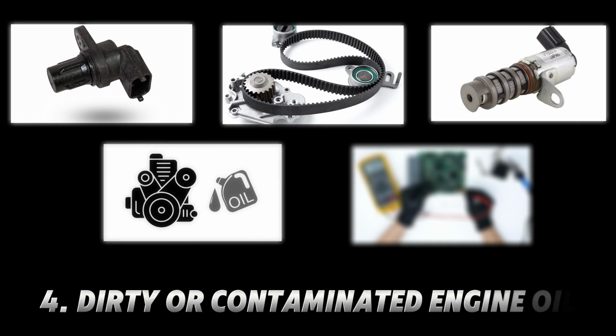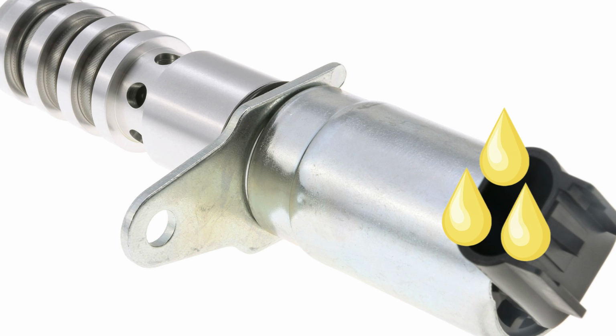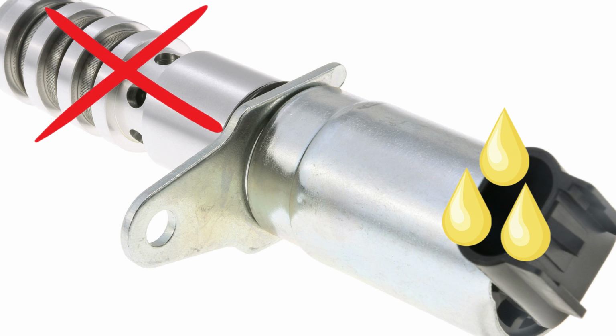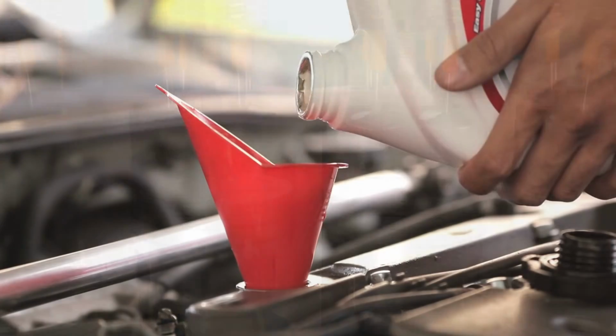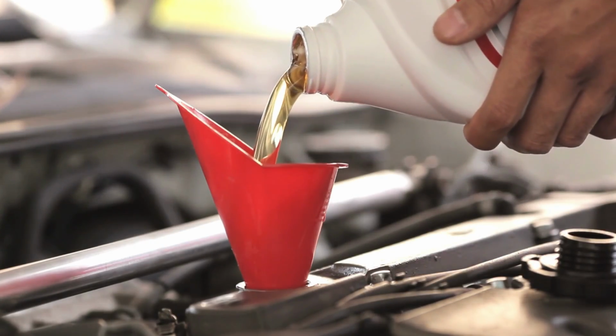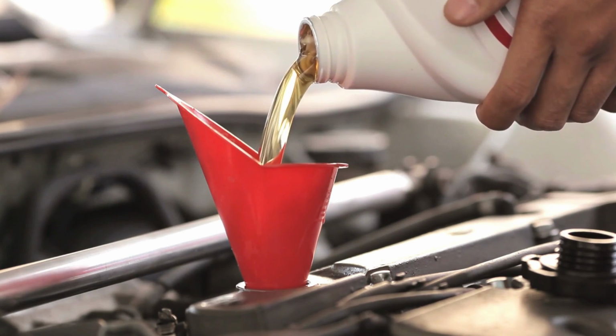Number 4. Dirty or contaminated engine oil. Low quality or sludged oil can block the VVT solenoid and other timing components, leading to poor camshaft adjustments. Drain and inspect the oil. If it's dirty or sludgy, replace it with high-quality oil.